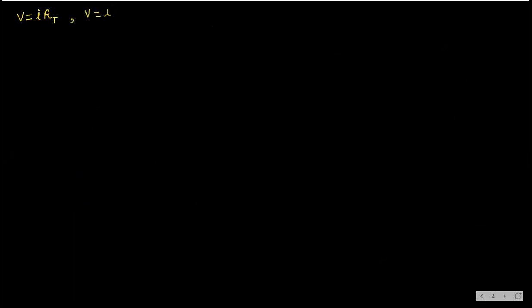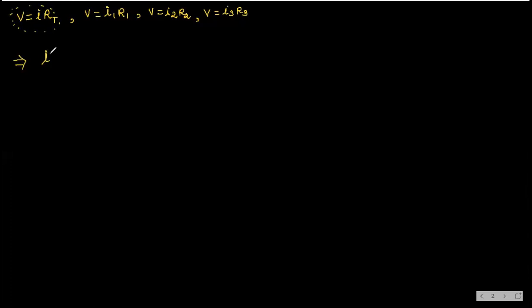Similarly, V is equal to I1 into R1. Also, V is equal to I2 into R2. And also, V is equal to I3 into R3. So already we did this, right? We have found out this part, so no need to find this. Now direct, can I write like this?